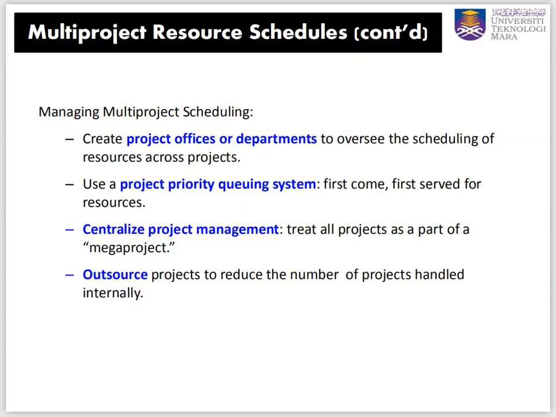So how do we manage multiple project scheduling? We create project offices or departments. So we make smaller departments to handle each of the projects. As a project manager, we create small departments, and then use a priority queuing system, which is first come, first served for resources. Centralized project management: we treat all projects as part of a mega project, so they will become more prioritized. Or if we have extra budget, we can outsource projects to reduce the number of projects handled by our internal resources.